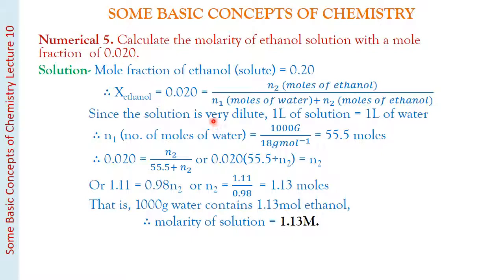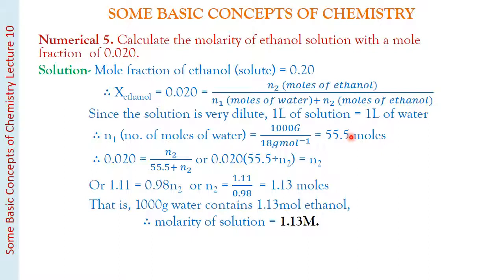So we can say that as the solution is very dilute, 1 liter of the solution would be equal to 1 liter of water. And now from this you can find the moles of water. It is equal to 1000 grams, because 1 liter is equal to 1000 ml and the density of water is 1 gram per ml. So you can convert that 1000 ml into 1000 grams. So you have the weight of water divided by the molar mass, you get the moles of water, right?